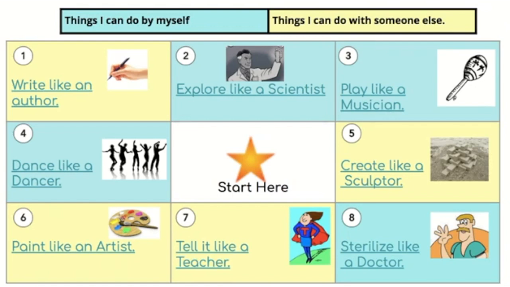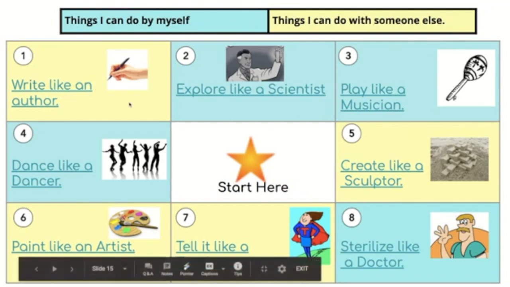So notice that on my board, I didn't put all things that needed parent help. I tried to select a variety: if you went across one row, you'd have some things that need some support and some things that you can do on your own. Again, it's a menu that parents can select from. So I'm just going to go through these.